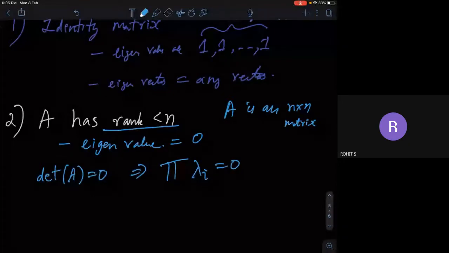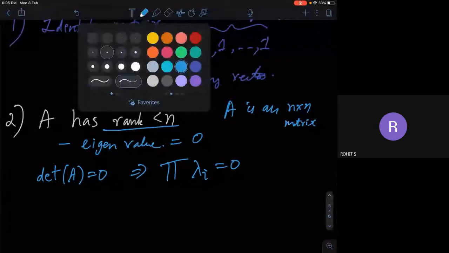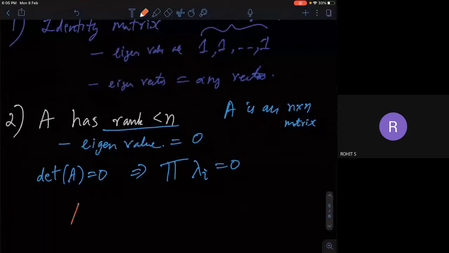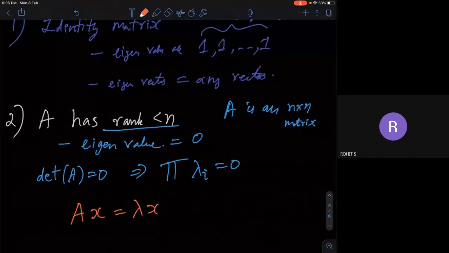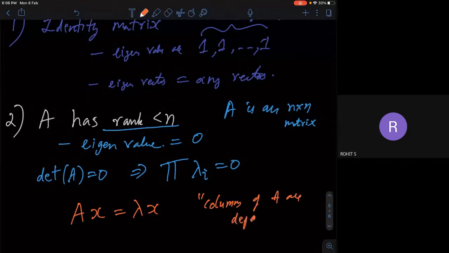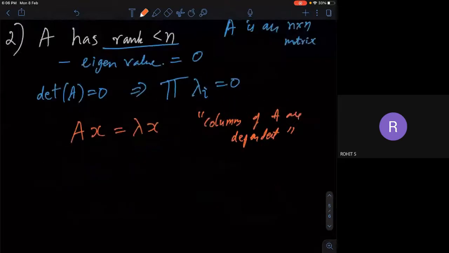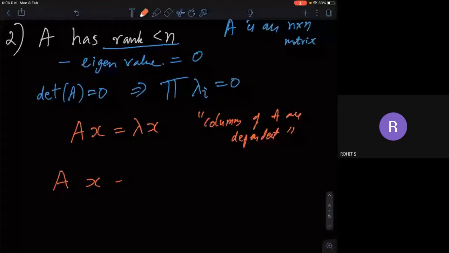That's one way to see it. Now I will tell you another way to see it. I'm asking for Ax equal to lambda x, and I know that the columns of A are dependent. Again, what does that give me? That tells me that there is a vector x such that Ax gives me the 0 vector. Because the columns of A are dependent.